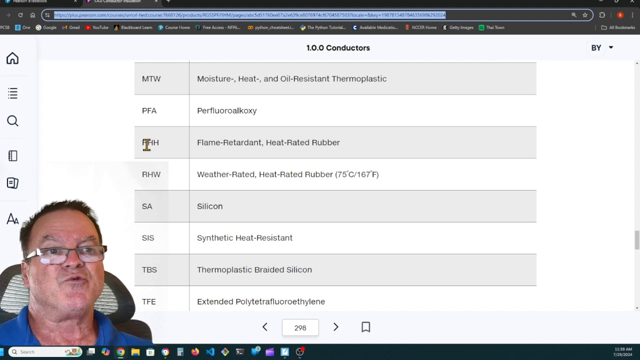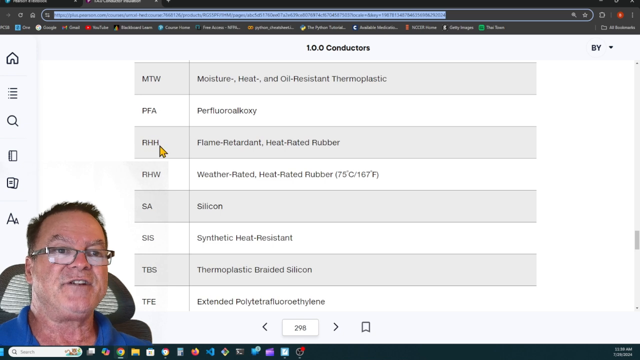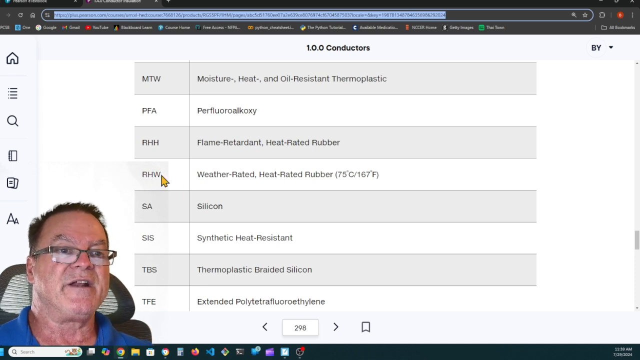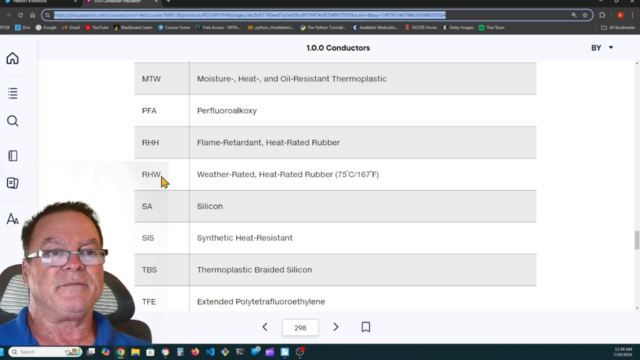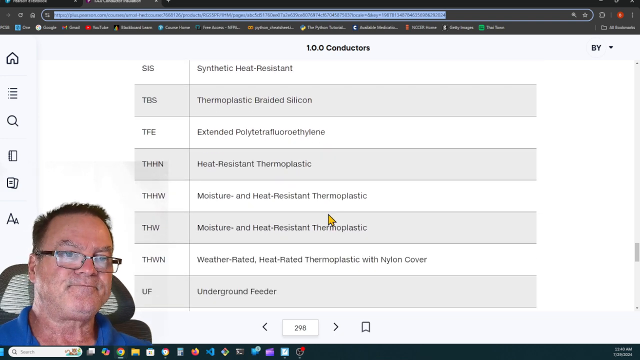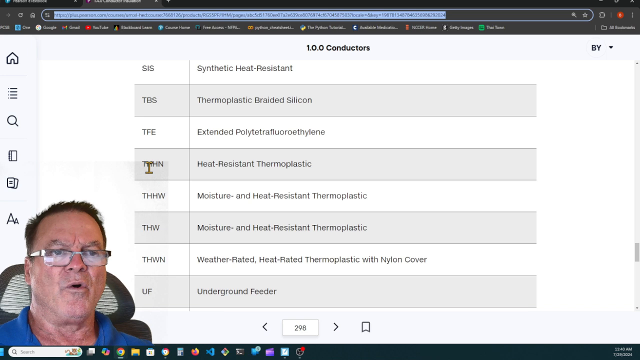RHH, so this one we know is rubber and it's high heat, so it's good for 90 degrees Celsius. It's got high heat, HH. And rubber is that thermoset, that rubber. This one is good for 75 degrees Celsius, and it's also rated for wet location, weather rated. So it's a rubber, it's heat rated, it's weather rated. All right. You'll catch on the more you use this. T is thermoplastic, high heat, that's 90 degrees Celsius, and N is a nylon jacket.